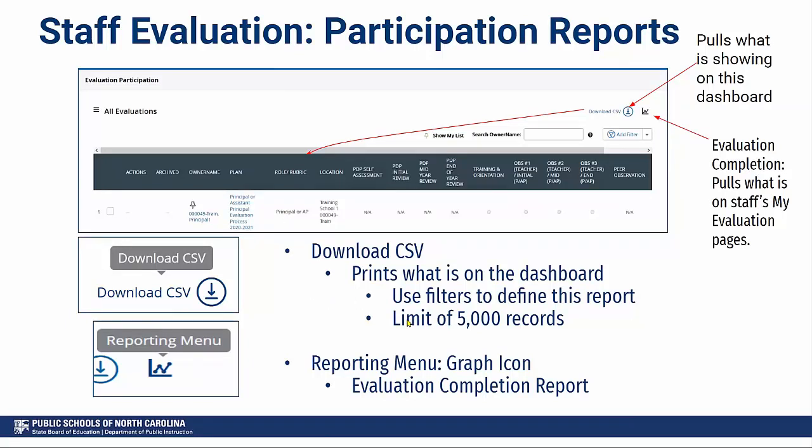Users in our larger districts found that this CSV file is limited to 5,000 records. So if you're pulling from a large district, you do want to use your filters and get your number below 5,000, and then just run another report for the other people over and above 5,000. For the reporting menu, this is where we're going to find that evaluation completion report that almost everybody runs.